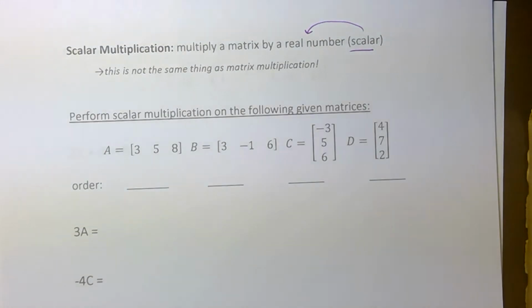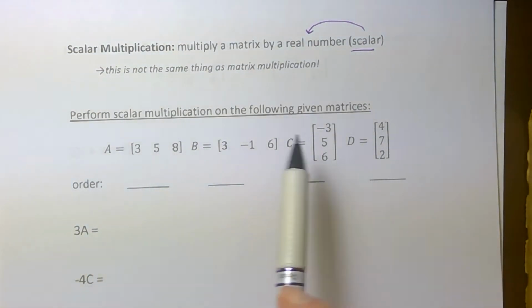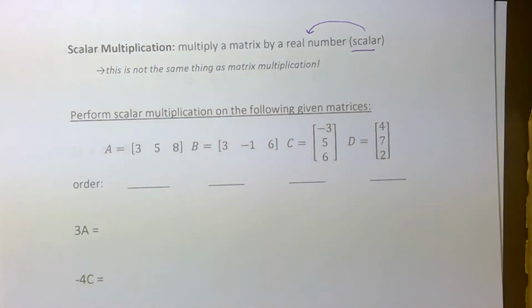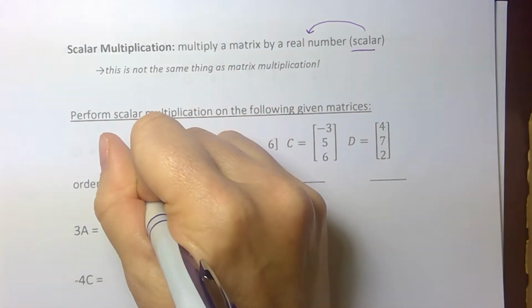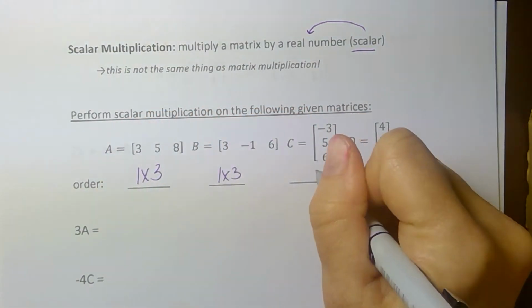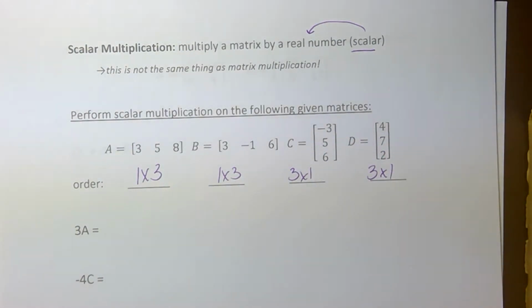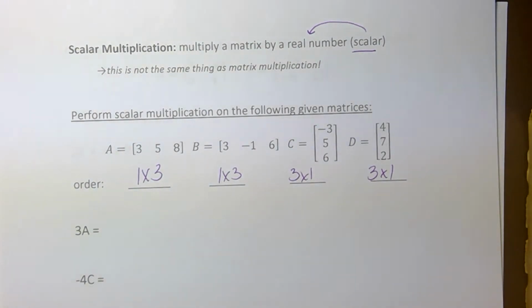Okay, I'm giving you 4 matrices, A, B, C, and D, and asking you to perform scalar multiplication on these matrices, and I give you a list of problems to work out. The very first thing I want you to consider is the order of each matrix. So identify the size or the order of each of these 4 matrices. You'll notice that the first 2 are 1 by 3 matrices, and C and D, the next 2, are 3 by 1 matrices. Okay, when I multiply a matrix by a scalar, I will not be changing the order, the size of the matrix. That will be staying the same.